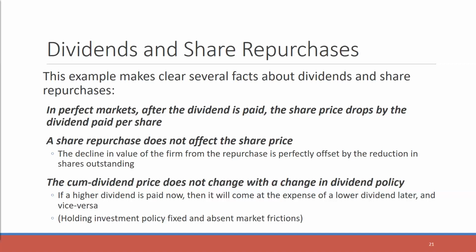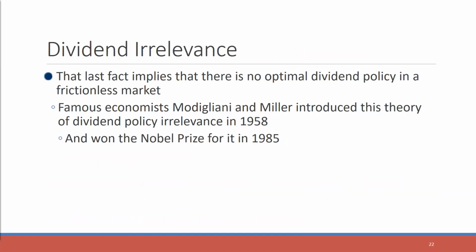So if a higher dividend is paid now, then it's going to come at the expense of a lower dividend later, and vice versa. All of this, again, is holding the investment policy fixed, and we're assuming that there are absolutely no market frictions. That fact implies that there's no optimal dividend policy in a frictionless market.